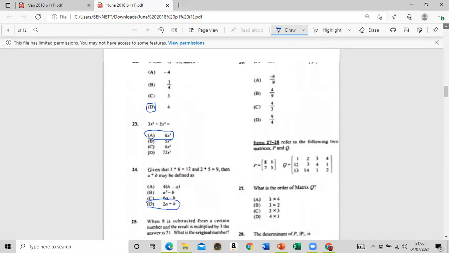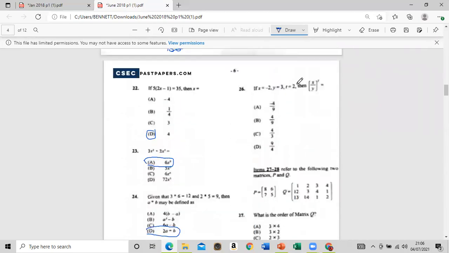Alright, if x is equal to negative 2, y is equal to 3, and r is equal to 2, then x divided by y over r, this is a t rather. So guys, all we have to do is just put negative 2 divided by 3, and that's squared. Any number squared is positive, right? So it's 4 over 9, so that's B.